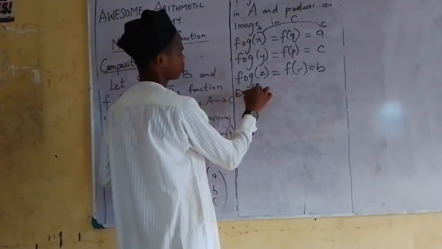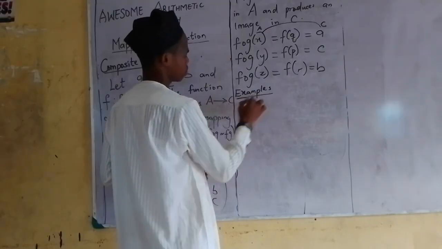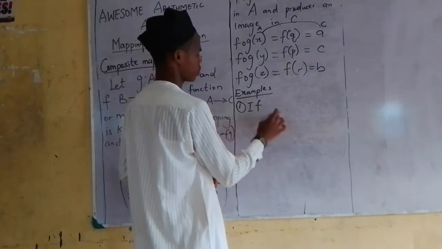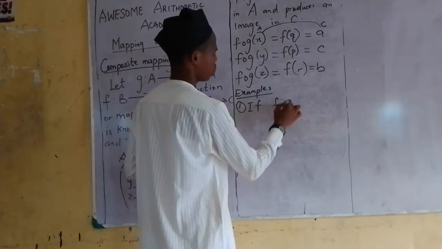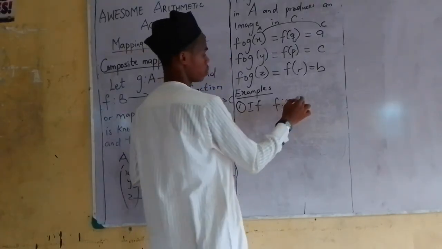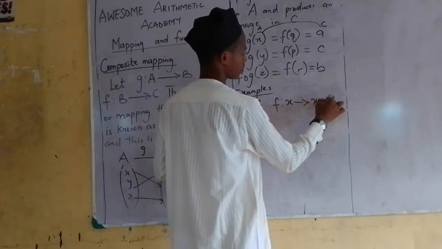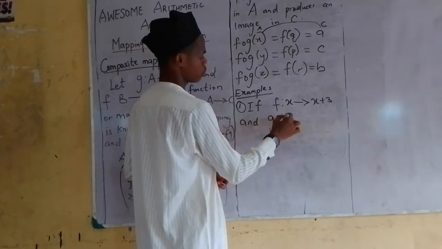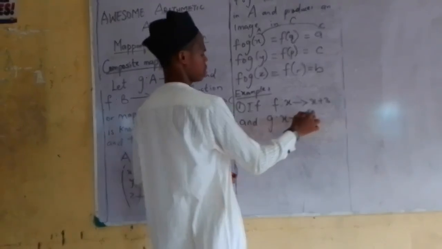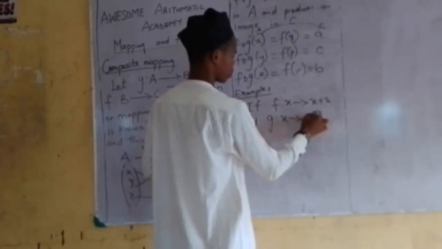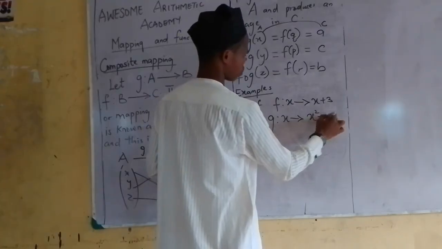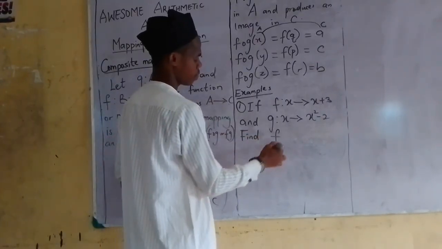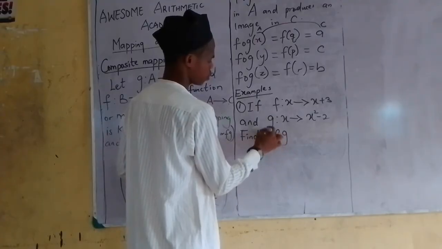Example. If f is a function which maps x to x plus 3, and g is another function which maps x to x squared minus 2. The question says find fg, let's say that is the first one, and the second is gf.